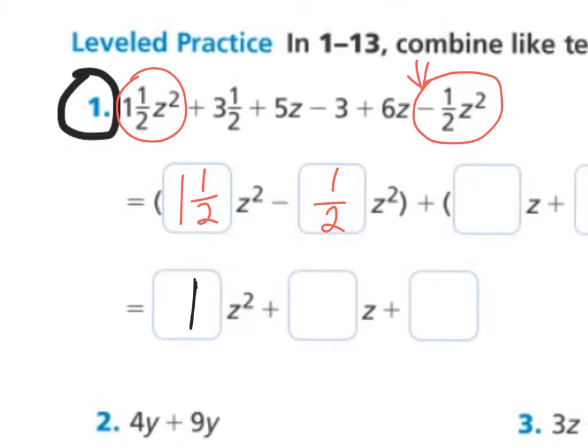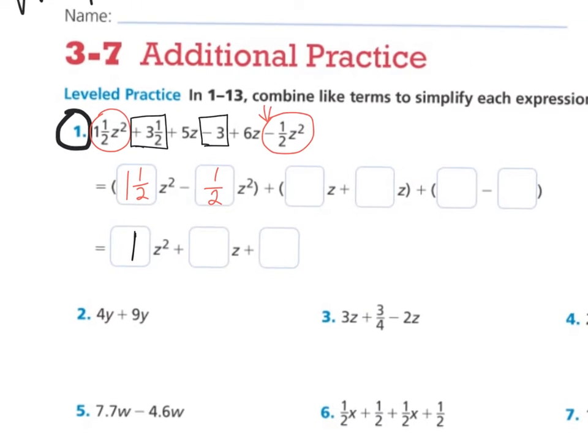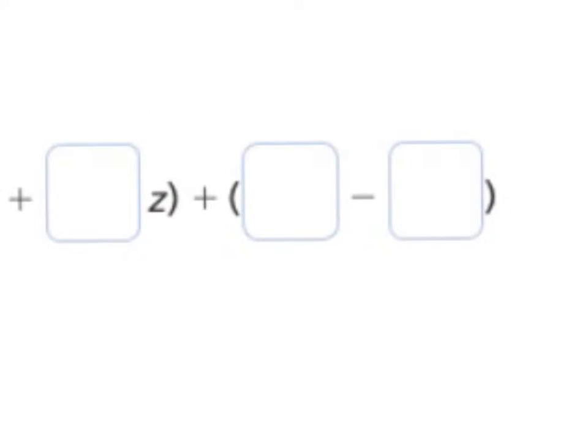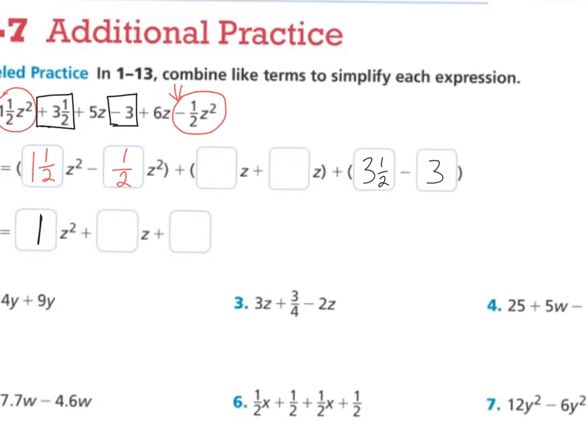If you look at the next term here, the next term we have 3/2. So if we look for another term that's just a constant, just a plain number, we see minus 3. Okay, the book's got this in a little different order than what we're doing, and that's okay. So 3/2 minus 3 we know would be equal to 1/2.